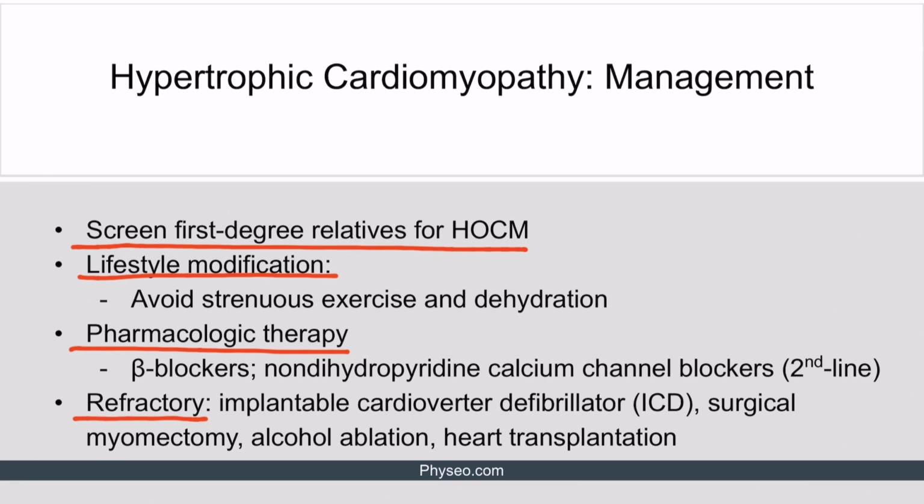Refractory cases can be treated with an implantable cardioverter defibrillator to prevent sudden cardiac death. Additionally, the surgical procedures used for hypertrophic obstructive cardiomyopathy include myomectomy, alcohol ablation, and heart transplantation. Myomectomy and alcohol ablation are procedures that are used to decrease the size of the hypertrophied interventricular septum in order to decrease left ventricular outflow tract obstruction.